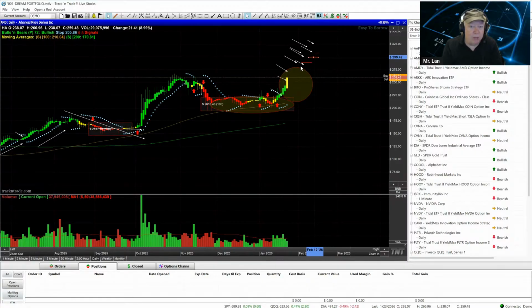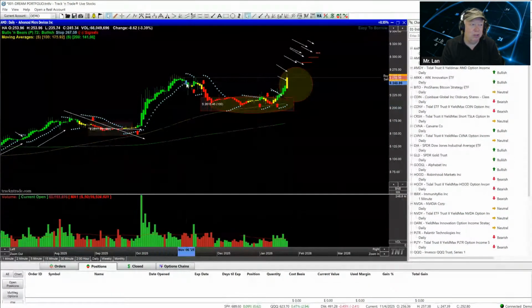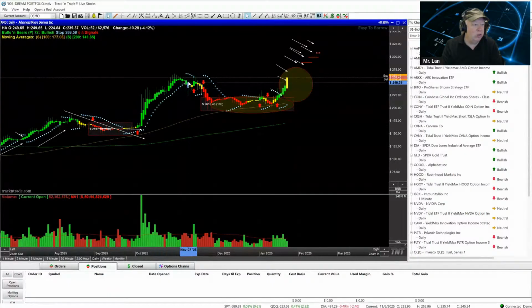Do I know where the top's going to be? No, but I've got a pretty good guess because I've got these little blue dots that tell me. So I can follow the little blue dots. I know when it crosses those blue dots, I better be out. Or at least unload some of it so that if it turns and starts to go back up again right here, at least I can start to get back in again.